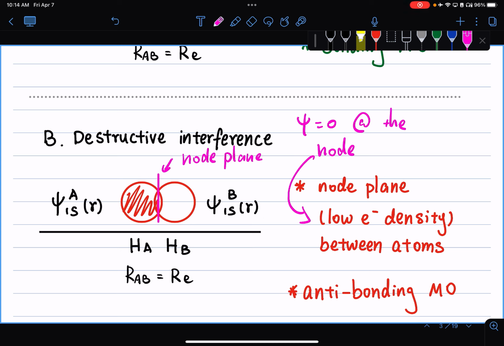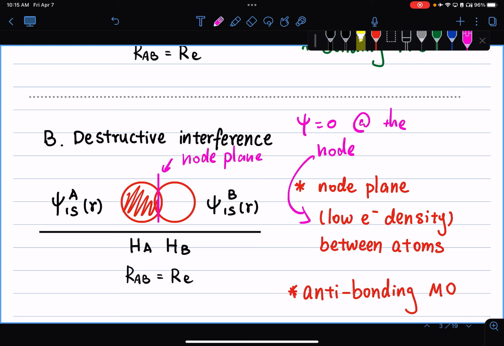All right, so any two atomic orbitals give you two molecular orbitals. We don't create or destroy orbitals just randomly. You start from two atomic orbitals, you end up with two molecular orbitals, one being bonding, one being anti-bonding. The bonding one comes from the constructive interference, the anti-bonding one comes from the destructive interference.